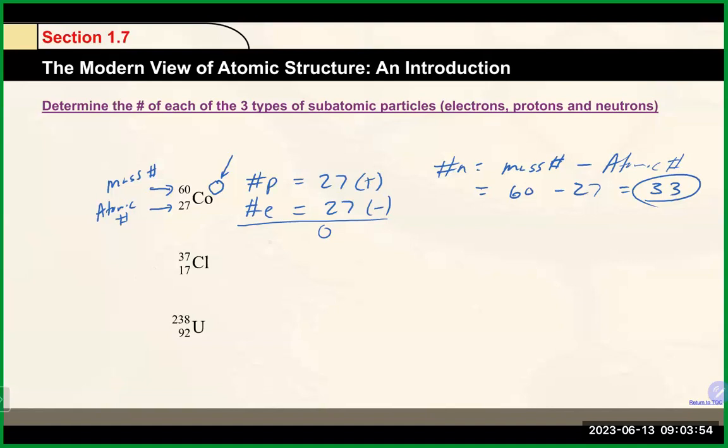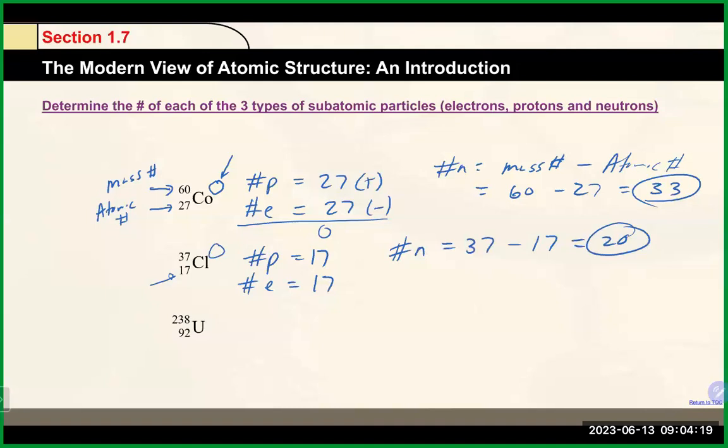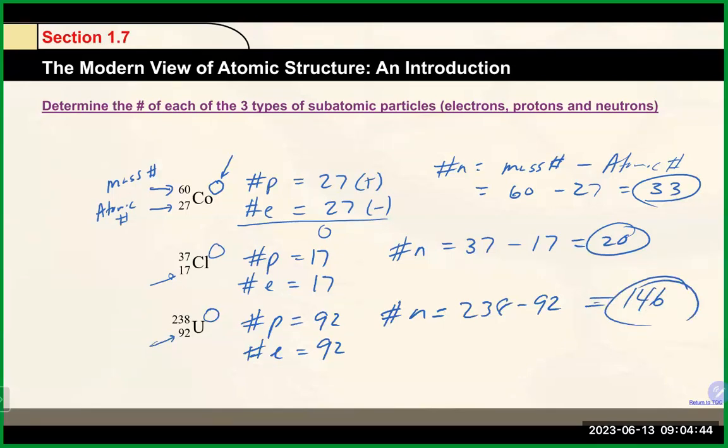Coming here to Cl, which is chlorine, looking at our atomic number first on the bottom, that means we have 17 protons. Again, nothing written here, so we can assume it is neutral, so we would have a matching number of negatively charged electrons. For our neutrons, taking our mass number, the top number, 37, minus 17 gives 20. And lastly here, that's uranium, and that is 92 for our protons. Again, no charge, so a matching number of electrons to give us no charge. And our neutrons are going to be 238 minus 92. That's a big number, like 146, something like that, I think. Yeah.